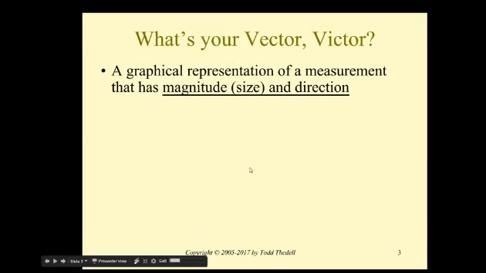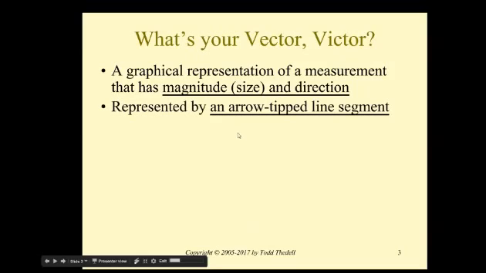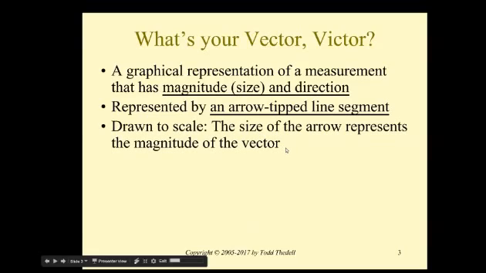So we're going to represent vectors with arrows. A vector is a graphical representation of a measurement that has magnitude and direction. We're going to represent it with an arrow-tipped line segment. It's very important to understand that the line segment has a very specific length that represents the magnitude, and of course the arrow represents the direction. We're going to draw it to a very specific scale.